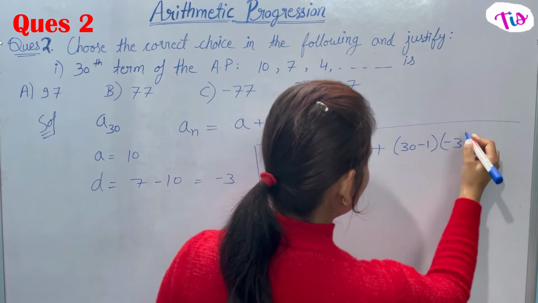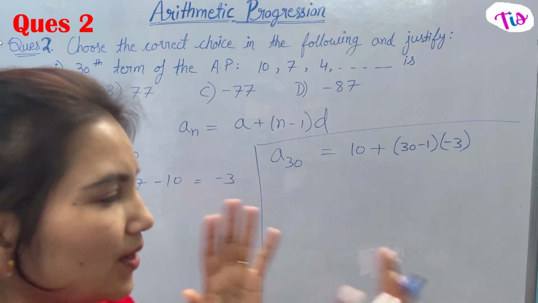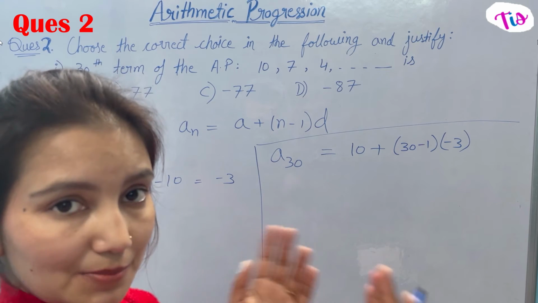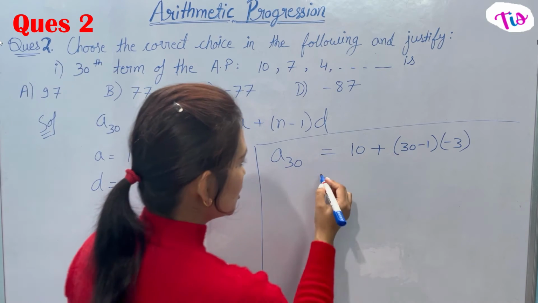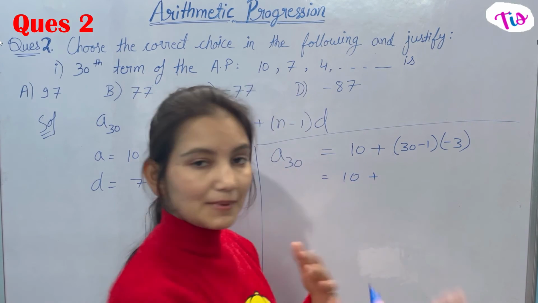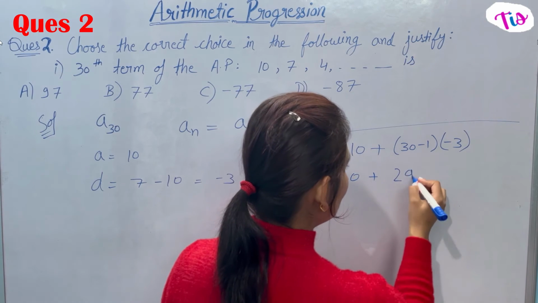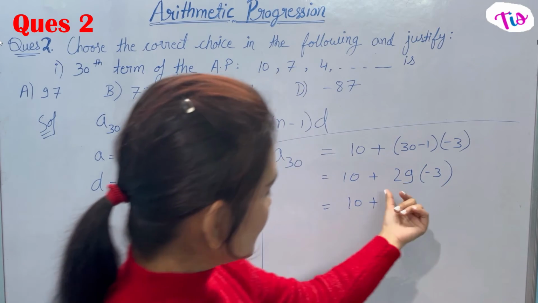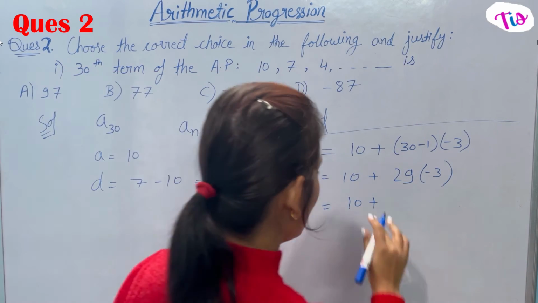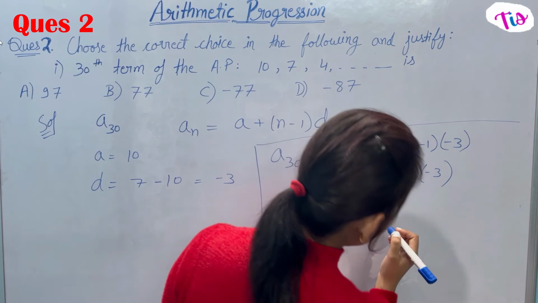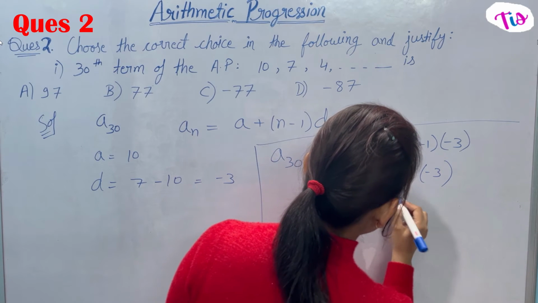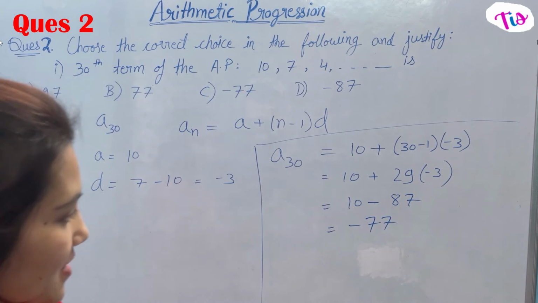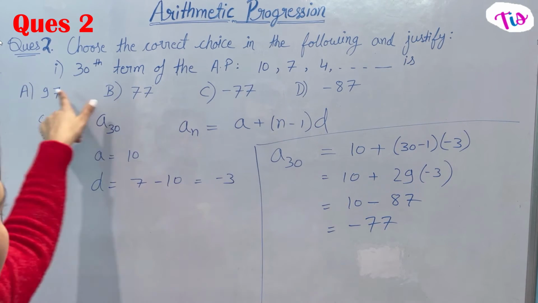Right? So it is a negative term. That's why I am enclosing it in bracket. So whenever you have a negative term, enclose that in bracket so that you don't get confused whether it is minus or multiplication, right? So 10 plus 30 minus 1 is 29. 29 into minus 3, and 10 plus 30, 60, and 27, right? How much is it? Minus 60 minus 87, right? So it is minus 77. 10 minus 87 is minus 77, and the answer is A, B, C.